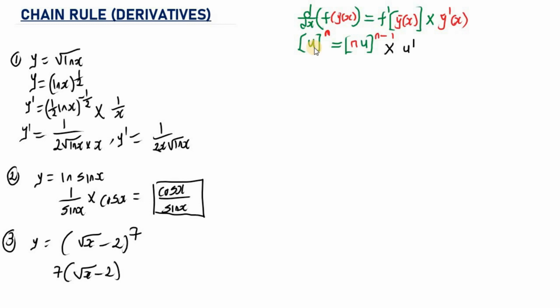Then we have to subtract 1 from the power. So this is going to be 7 minus 1, which is 6. Then multiply by the derivative of the inside function. So what is the derivative of the square root of s minus 2? Now we can write the square root of s as s raised to the power of 1 over 2. And the derivative of s raised to the power of 1 over 2 is going to give us 1 over 2 multiplied by s raised to the power of negative 1 over 2. And the derivative of 2 is a constant. So the derivative of any constant is always equal to 0.